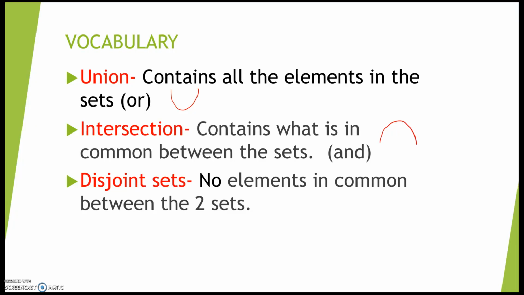Now, disjoint sets: no elements are in common between the two sets. So for instance, if we had a universal set of students at Parkway Middle School, and then set A was 8th graders and set B was 7th graders, that would be an example of disjoint sets.